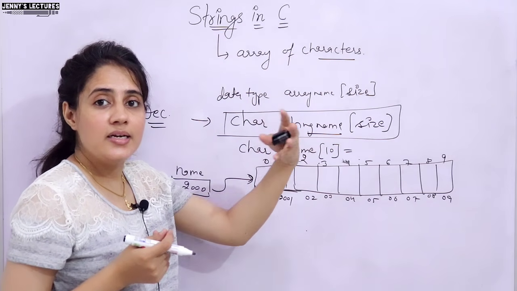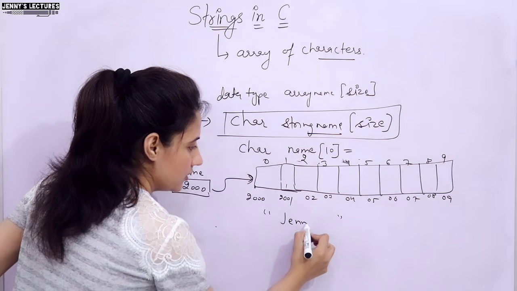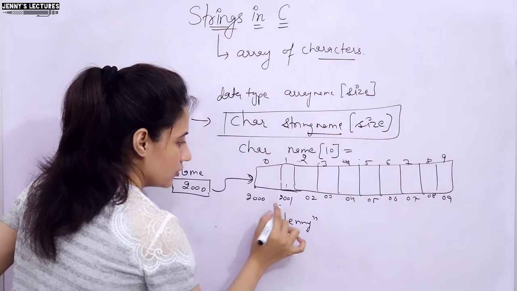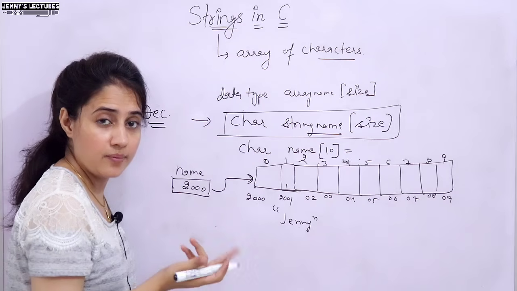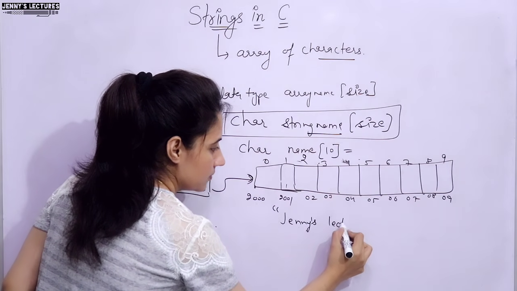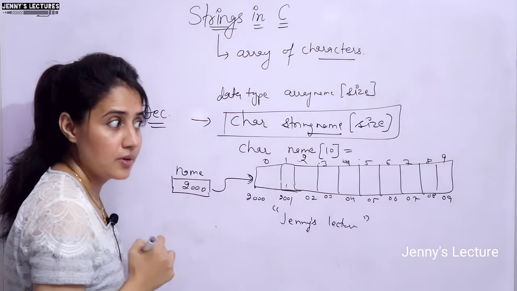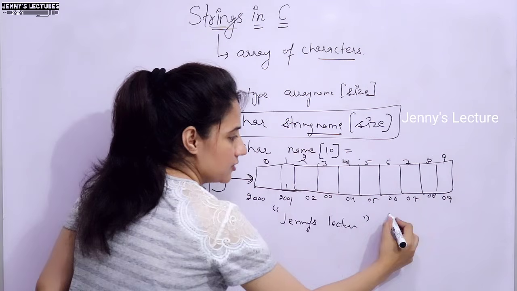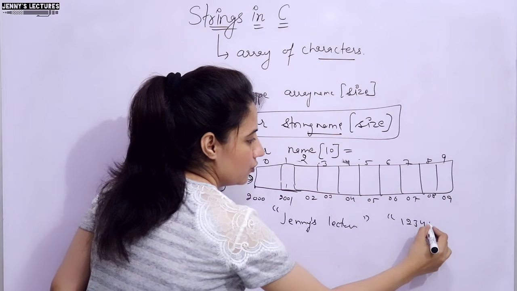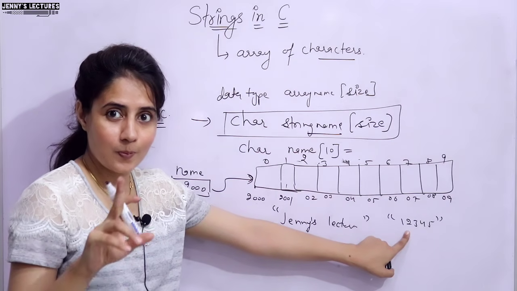How do we write a string? Something like this, in double quotes. If I write "Jenny" in double quotes, this is considered a string. If I write "Jenny's lectures", this is also a string. If I write something like 1, 2, 3, 4, 5 in double quotes, this is also a string, right?